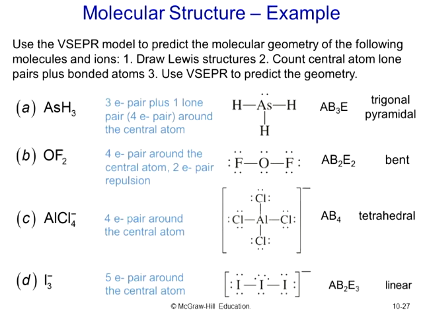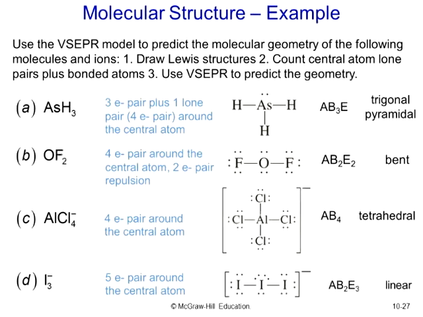It's an AB3E. Why AB3E? There are 3 groups surrounding the central atom. A, the central atom. B, the bonded groups. E, the electron pair or electron pairs. In this case, it's 1 electron pair, 1 lone pair. Therefore, it's trigonal pyramidal. If we take a look at OF2, we see that we have 4 electron pairs around it. Of those electron pairs, we have 2 lone pairs, 2 E groups. That is an E2 group, and we have a B2 group, 2 bonded groups. When we look at that geometry, we've either memorized it or we can see the repulsion of these lone pairs pushing it into a bent molecular geometry.